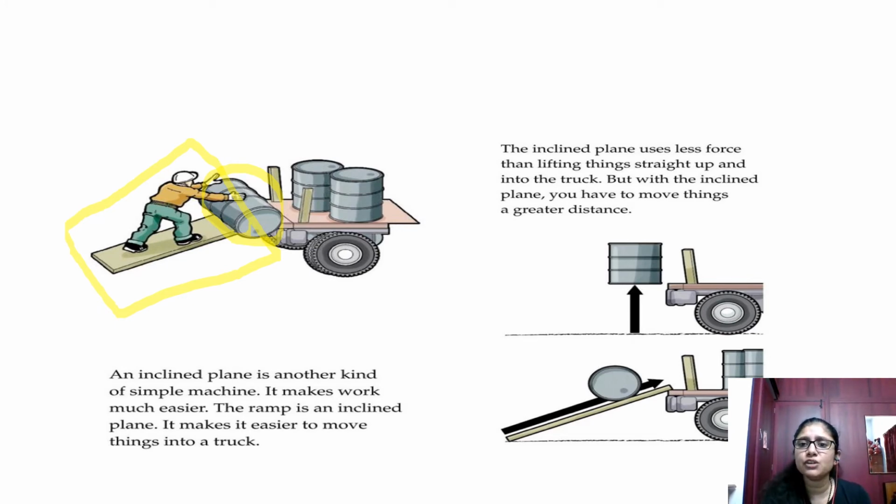The inclined plane uses less force. Yes, of course it uses less force because you just have to apply a little bit of your push or pull. Just a little bit you have to push, so that the inclined plane helps you take away that heaviness, because you're just rolling it and you just have to push it to the truck. Then lifting things straight up: instead of lifting the heavy thing, the easiest job is to just push it through the ramp or the inclined plane. But with the inclined plane you have to move things a greater distance.